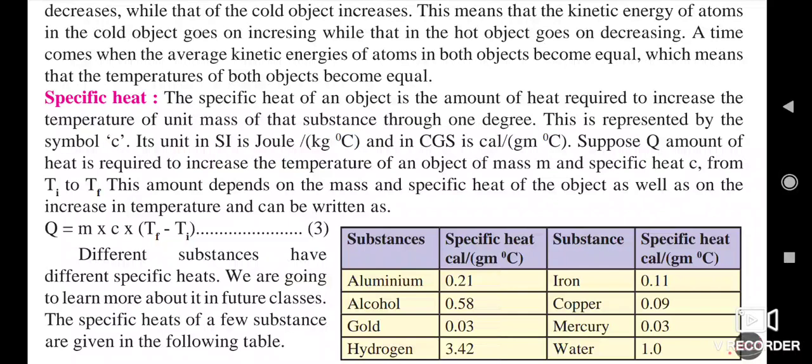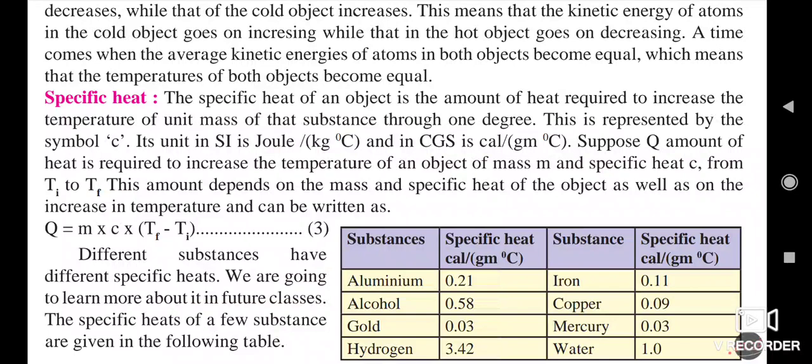Suppose Q is the amount of heat required to increase the temperature of an object of mass m, with specific heat C, from the initial temperature Ti to the final temperature Tf. This amount depends upon the mass and the specific heat of the object as well as on the increase in the temperature.